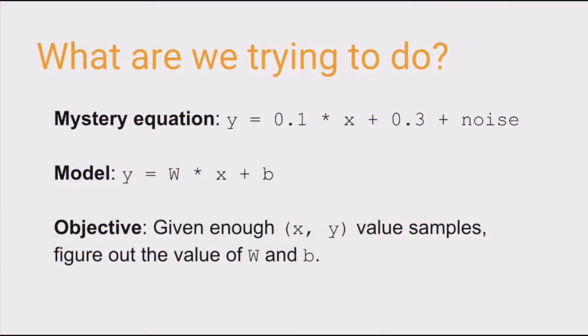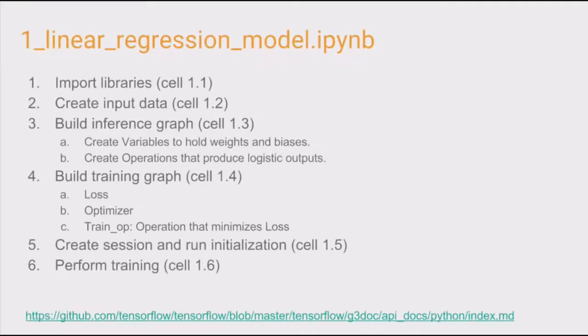But basically, this is what we are trying to do in the first lab. So we will have a mystery equation. It's really simple. It's literally just a line. And then I will tell you the formula, but I'm not going to give you the weight W and the bias B. All of you have learned by now, W stands for weight and B stands for bias. So the idea is that if you're given enough samples, if you're given enough X and Y values, you should be able to make a pretty good guess what W and B are. So that's what we are going to do.